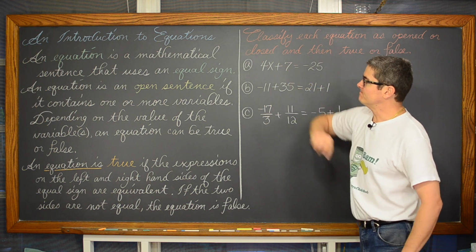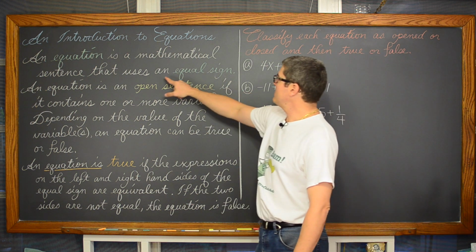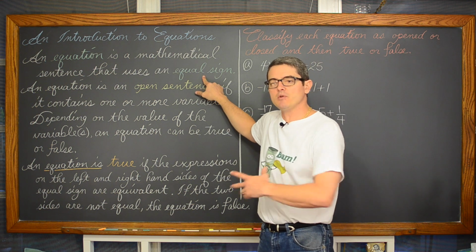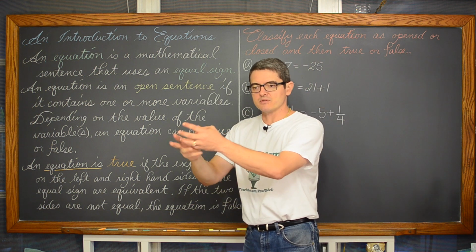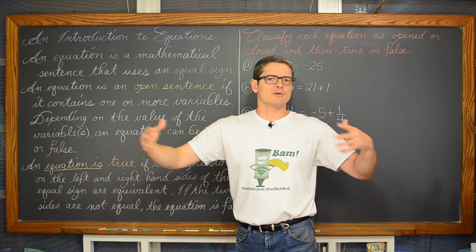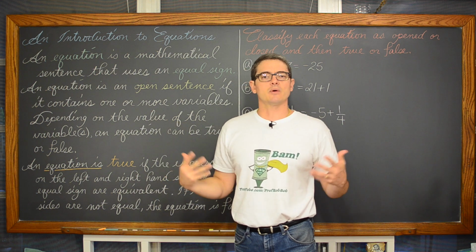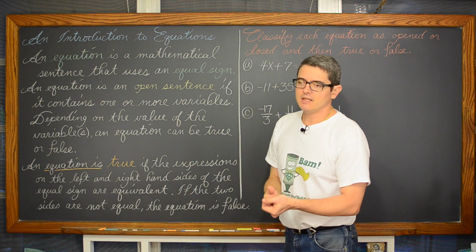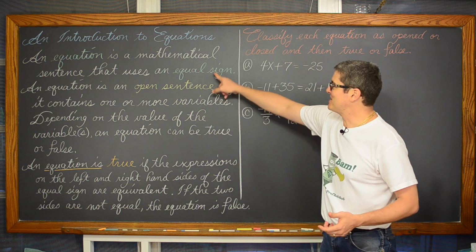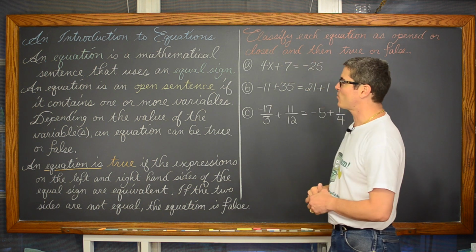An equation is a mathematical sentence that uses an equal sign. So anytime you look in your book and there's some kind of collection of numbers and letters all multiplied, added, subtracted, and divided together, and then somewhere in between all of that mess you see an equal sign, you are looking at an equation.